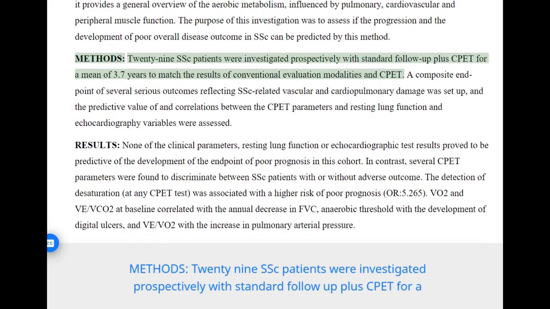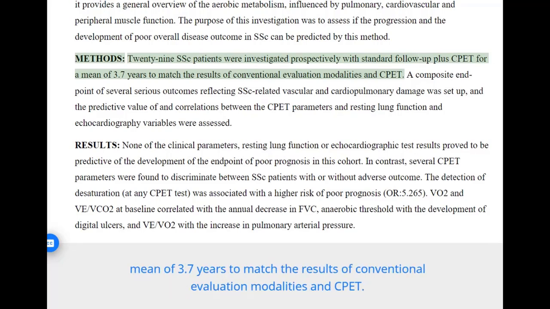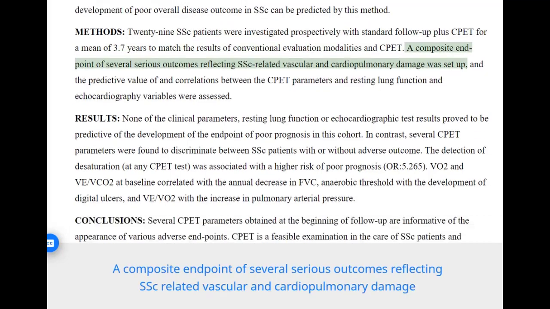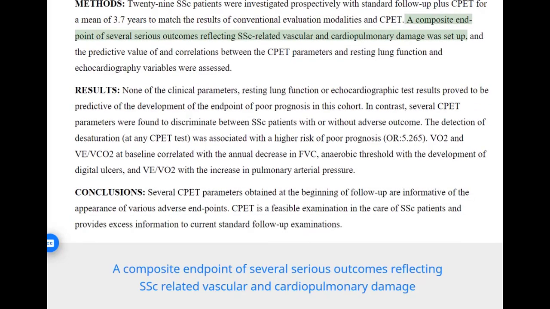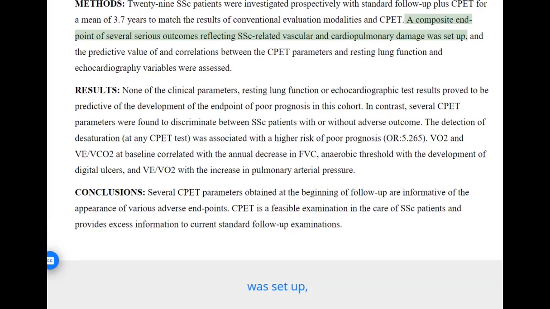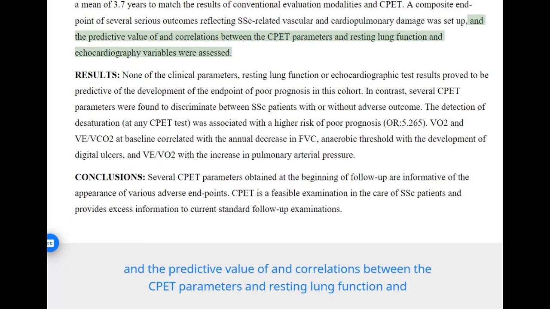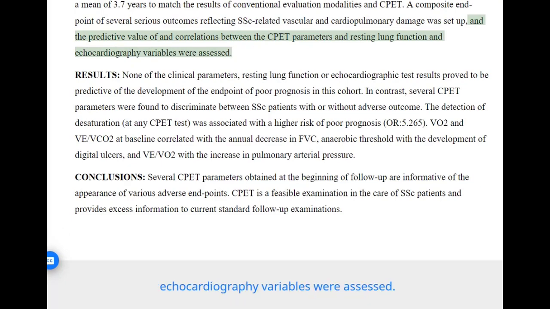Methods: 29 SSC patients were investigated prospectively with standard follow-up plus CPET for a mean of 3.7 years to match the results of conventional evaluation modalities and CPET. A composite endpoint of several serious outcomes reflecting SSC-related vascular and cardiopulmonary damage was set up, and the predictive value of and correlations between the CPET parameters and resting lung function and echocardiography variables were assessed.